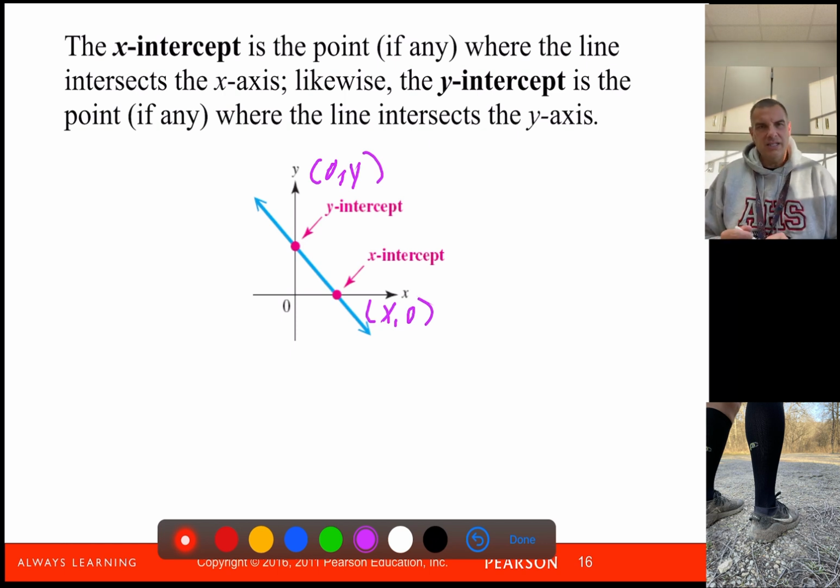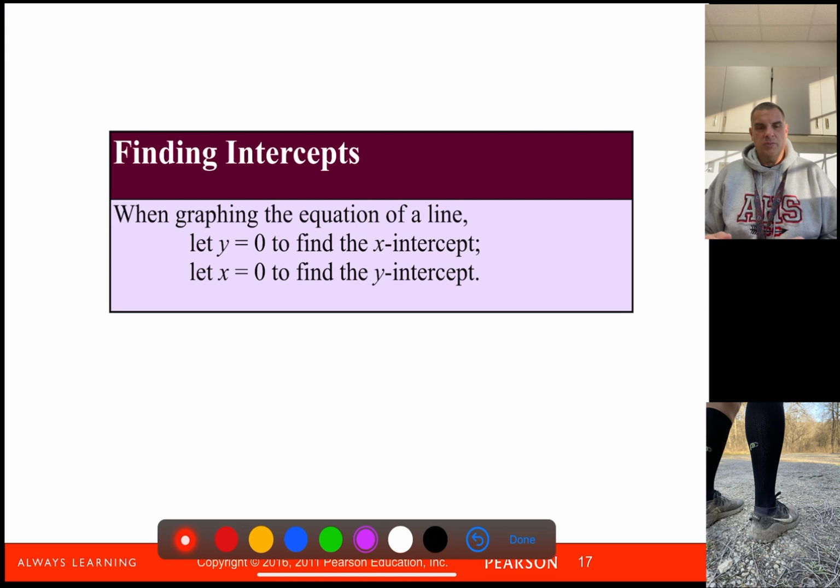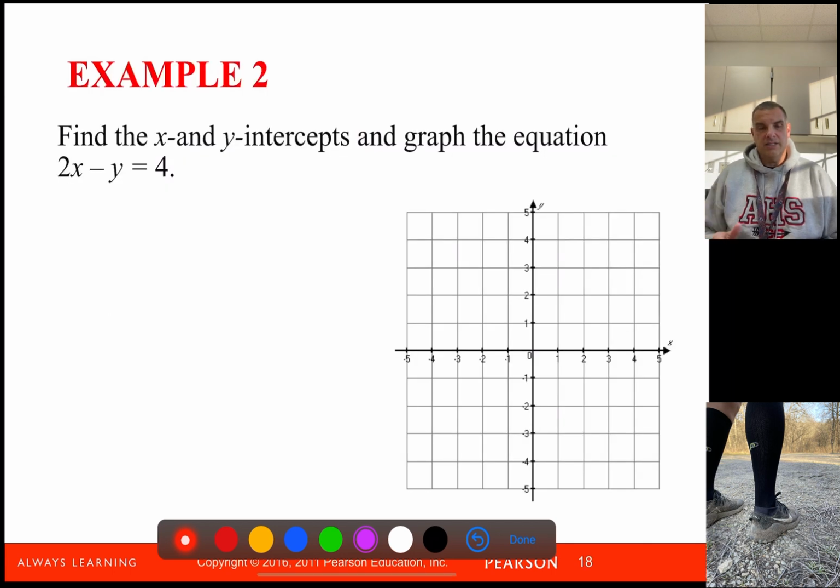This is kind of an easy way for us to graph equations of a line, by finding these different intercepts. So when you're doing this, to graph an equation of a line, you're going to let y equals 0 to find the x-intercept, and you're going to let x equals 0 to find the y-intercept, and then you're just going to go ahead and substitute in.